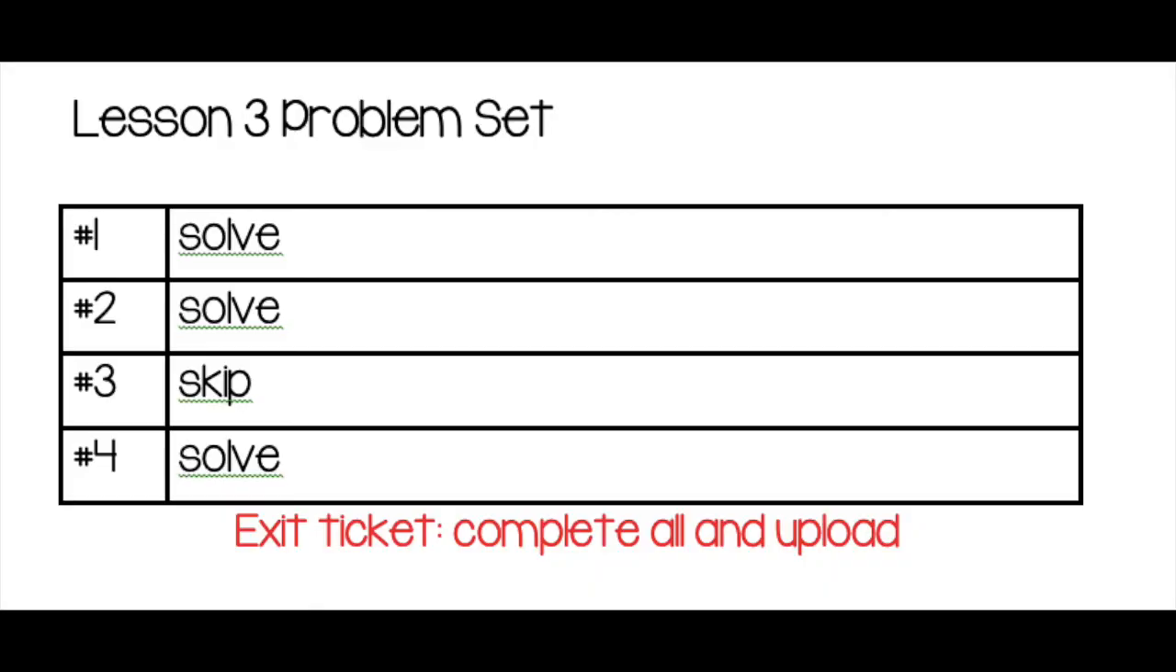For your problem set and exit ticket today, you are doing everything from your problem set except you're skipping number 3. So you have 1, A and B, number 2, skip 3, and then you have number 4. It's very similar to what we just did on Explain Everything, so you should be fine. And then for your exit ticket, I would like you to do the whole thing, take a picture of it, and upload it to Seesaw. If you need any help with that, please let me know.